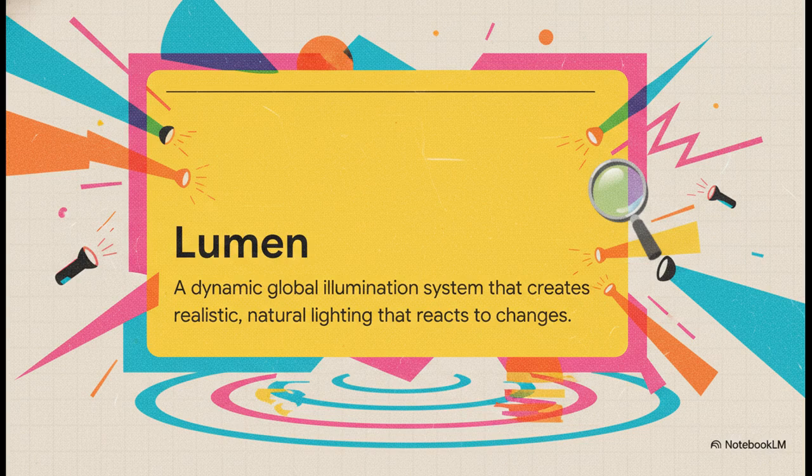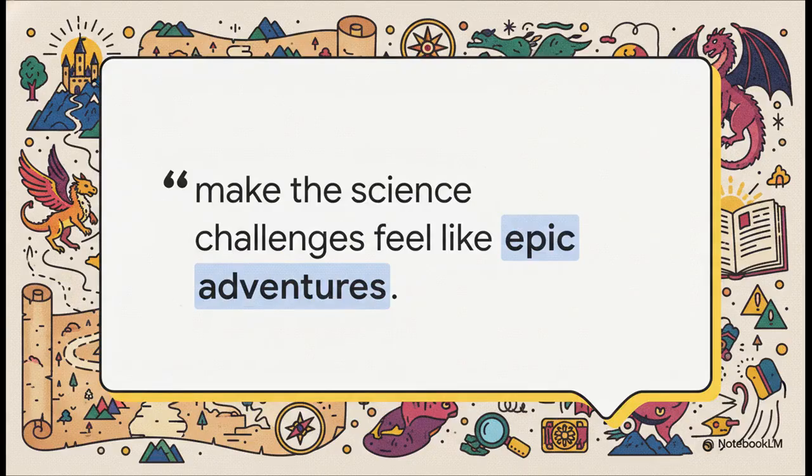So if you move a light source in the game, all the shadows and reflections react instantly, just like they would in the real world. This is what makes those incredibly detailed worlds actually feel alive and believable. And here's the most important part. This tech isn't just for show.